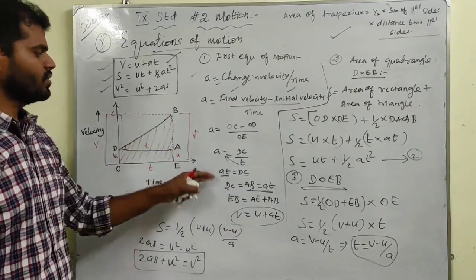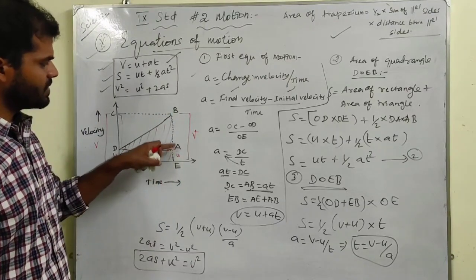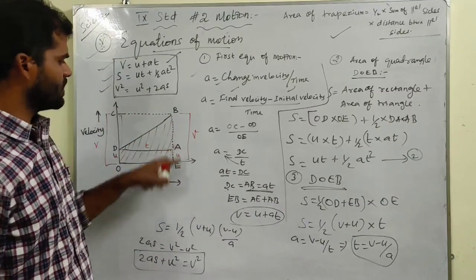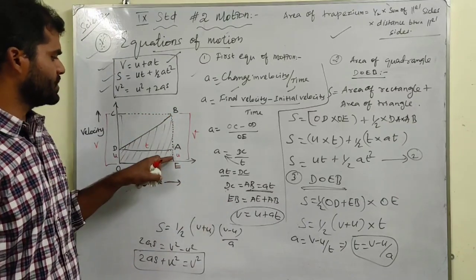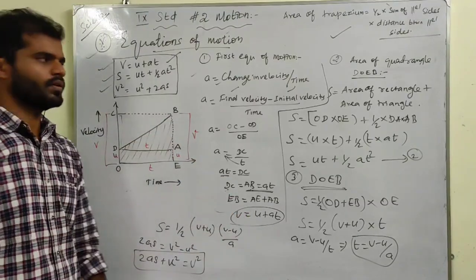DC is equal to AB, which is equal to at. Then you have to find the other side, that is EB is equal to AE plus AB. So EB is equal to v, AE is equal to u, AB is equal to at. Substitute and you get the final result, that is v = u + at.